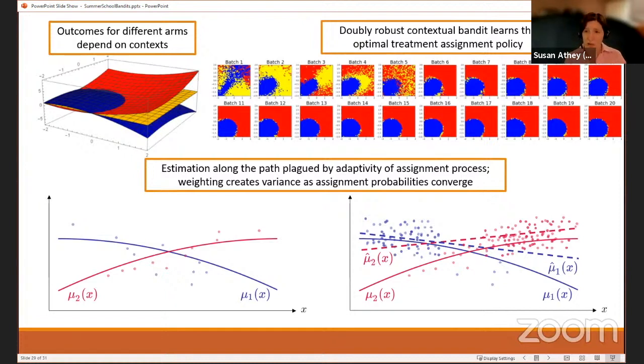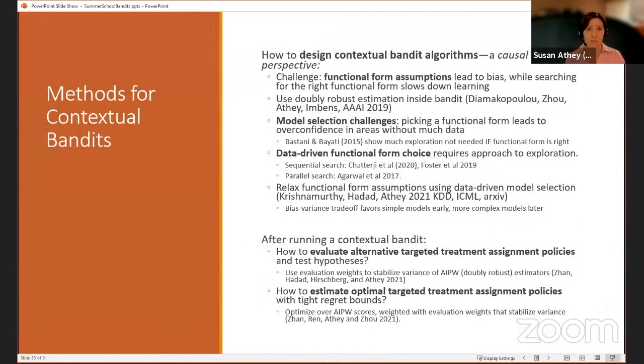And you can see this starts getting very complicated when you're doing these contextual bandits, because now you have to think about the functional forms. So, just to give a little summary, and I know I'm just about out of time, of a causal inference perspective on these contextual bandit algorithms: we're trying to deal with the fact that functional form assumptions lead to bias, but also that searching for the right functional form can slow down learning. So some of the different things are to make the Bandit smarter, again, using doubly robust estimation, and also to have data-driven functional form choices.